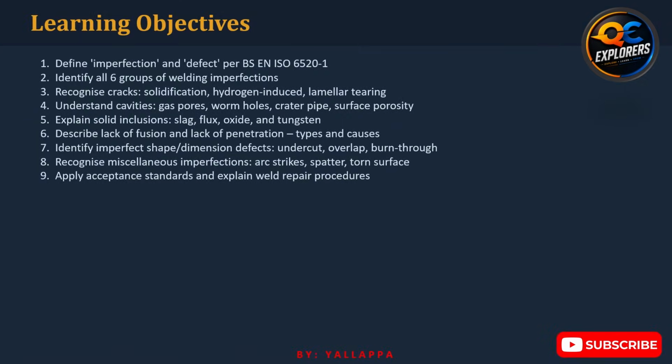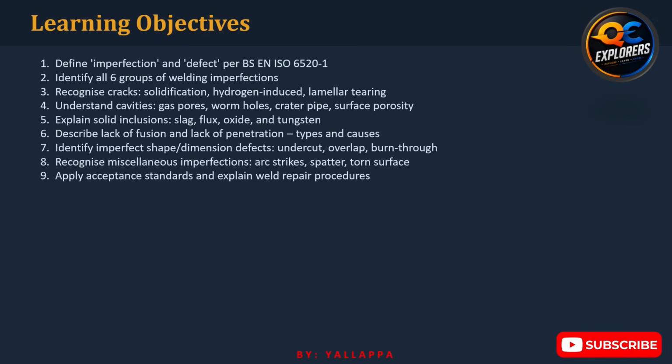This slide establishes what you should be able to demonstrate after completing this section. We begin with the terminology. You must clearly understand the difference between an imperfection and a defect, because this distinction is fundamental to welding inspection. You will then learn the 6 major groups of welding imperfections defined by BSEN ISO 6520-1. The first group is cracks. We will examine solidification cracking, hydrogen-induced cracking, and lamellar tearing.